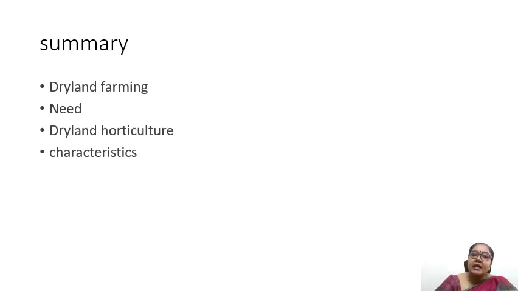So let's summarize what we discussed in this video. Basically, the main aspect of this video was to discuss dryland farming. So what exactly is dryland farming? We know that these are the areas which are basically dry. That is, they don't receive sufficient water. They don't have enough water because there is scanty rainfall or there is no rainfall at all.